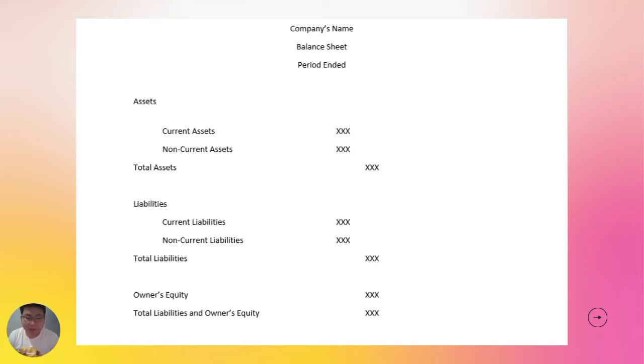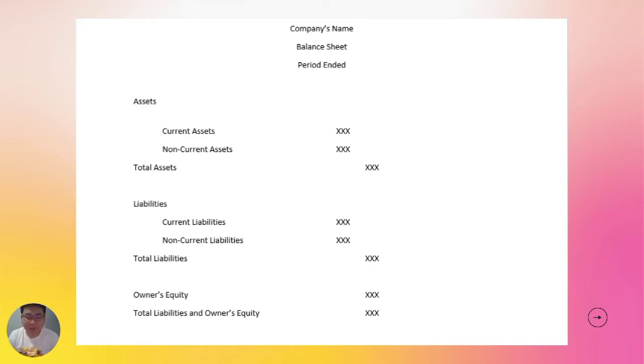And lastly, owner's equity or shareholders' equity. For us to know the owner's equity, we need to do the statement of changes in equity. If gusto mong malaman what is the reason bakit nagbabago yung capital, bakit bumababa, at bakit tumataas ang capital ng owner, dito mo yun makikita sa statement of changes in equity. To get the owner's equity, hindi nyo po kukunin doon yung owner's capital, kundi ang kukunin nyo po ay yung ending balance or ending capital sa statement of changes in equity.